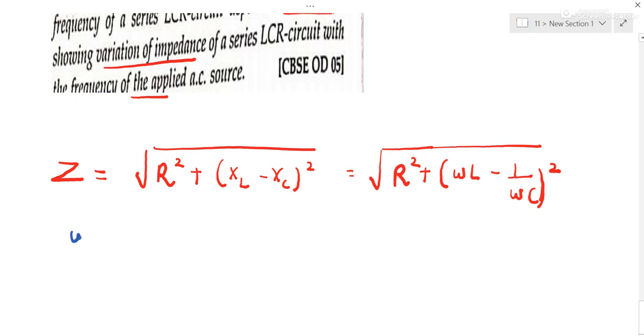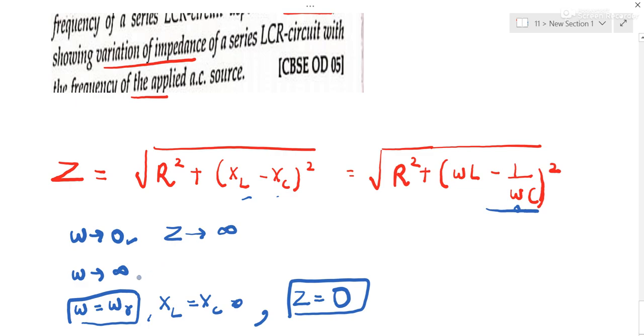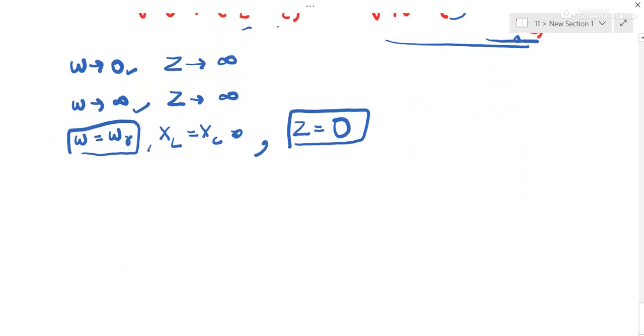So omega's first value is a low value. Omega's second value I am taking as a very high value. And the third value of omega I will take as the resonant frequency at which XL will be equal to XC. That part is easy. I'll substitute here XL equal to XC, my Z will be 0. So this is my reading, omega is omega R and Z is 0. And when omega is 0, I substitute here 0, it becomes infinity, and the entire thing becomes infinity. And when omega is infinity, this is infinity, so again the entire thing becomes infinity. So these are the three readings and we have plotted it already like this.